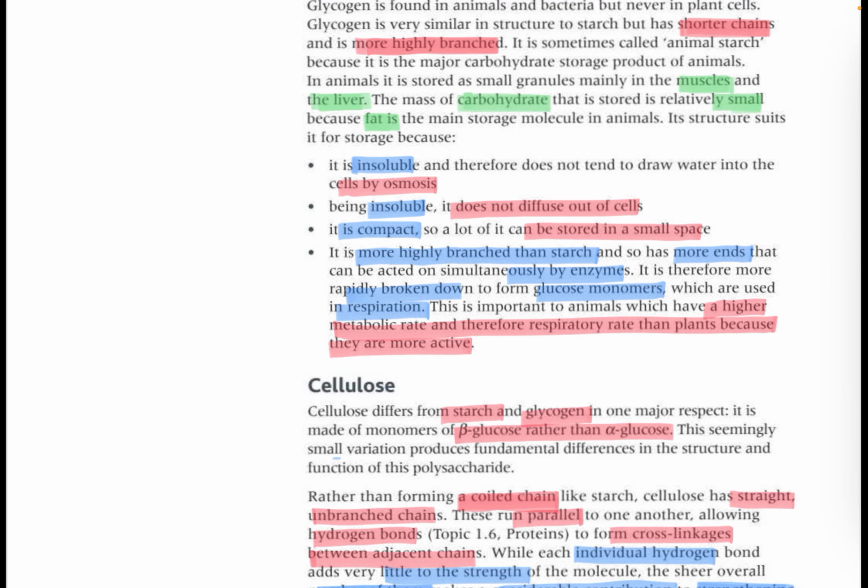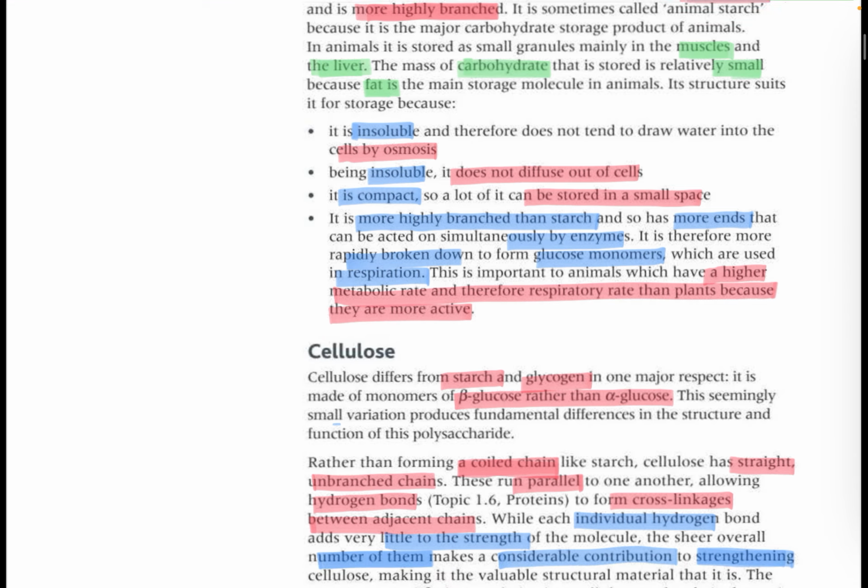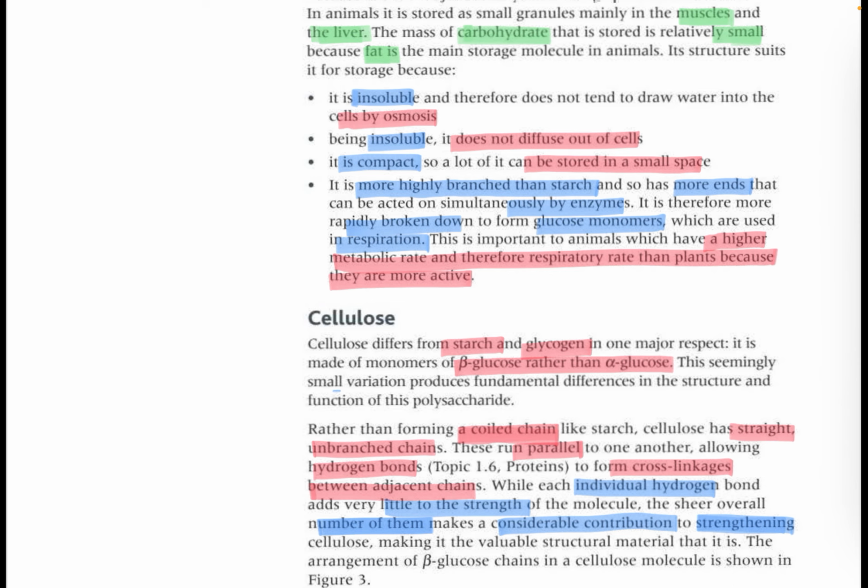And so as a result, animals have a lot higher metabolic rates. And as a result, respiratory rate, because we know respiration is just the conversion of glucose and oxygen into carbon dioxide and water.